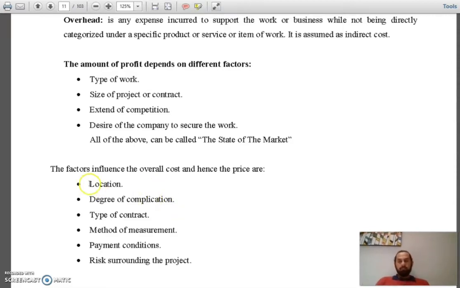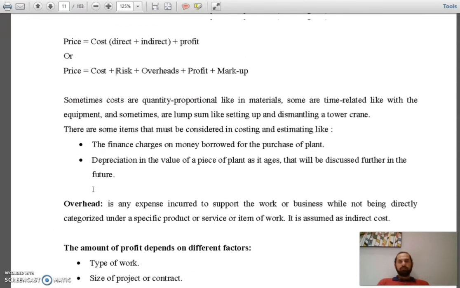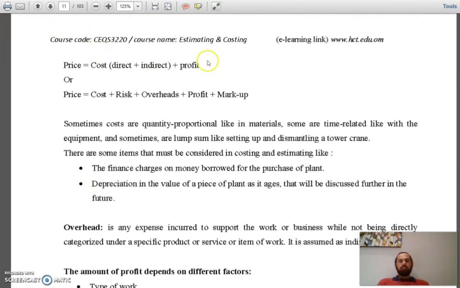The factors that influence the overall cost, and hence the price, are... What affects the overall cost and hence the price? Because we said the price is simply cost plus profit. Okay, cost plus profit. This is the equation, the formula.